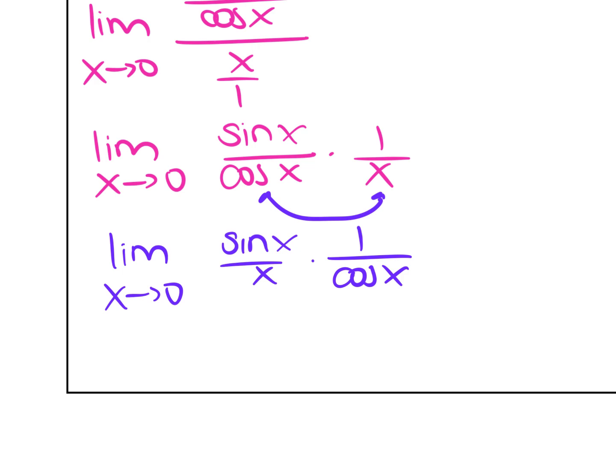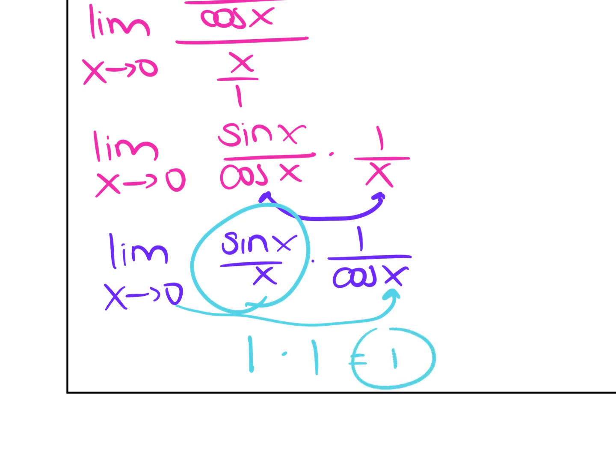Don't worry about it. But what do we know the limit of sine x over x is? 1. And then my second question is this. I have a 1 over a cosine. But is there any problem with plugging in 0 to cosine? No. What is the cosine at 0? 1. So 1 over 1 is another 1. And 1 times 1 gives me 1. Lovely.